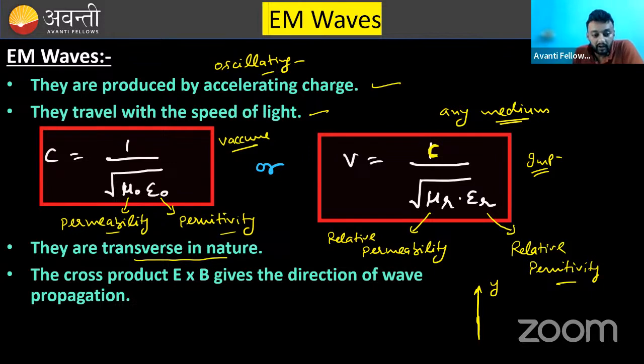Now, the third and most important point is the cross product of vectors E and B. Remember that E is written first. E cross B gives the direction of wave propagation. Clear? For example, if the electric field is in the i cap direction and the magnetic field is in the k cap direction, then in which direction will the wave be traveling?